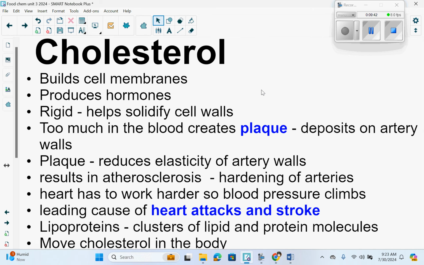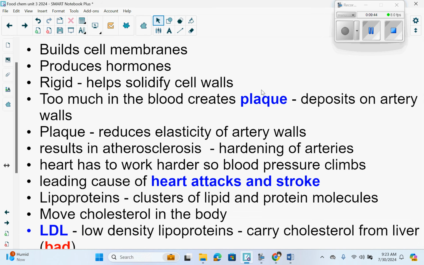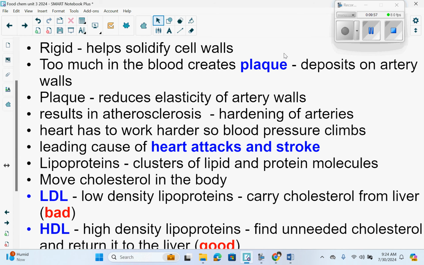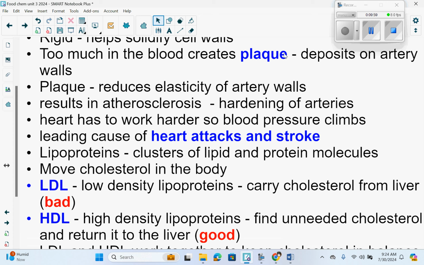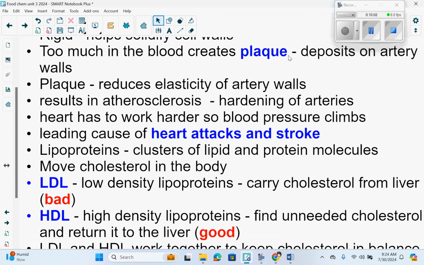Cholesterol. Cholesterol builds cell membranes. It produces hormones. It's rigid, so it helps solidify cell walls, but too much in the blood creates plaque, which are deposits on artery walls. Plaque reduces the elasticity of artery walls. Arteries, that's for your heart, right? This results in atherosclerosis, or hardening of the arteries, which is dangerous. The heart then has to work harder, so your blood pressure climbs. This is the leading cause of heart attacks and strokes.